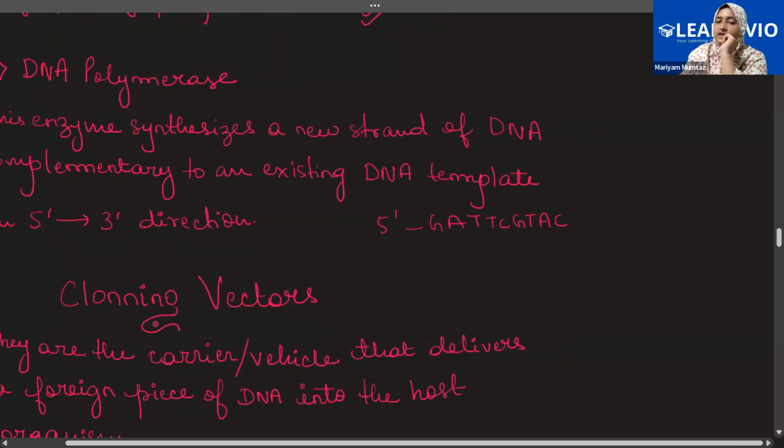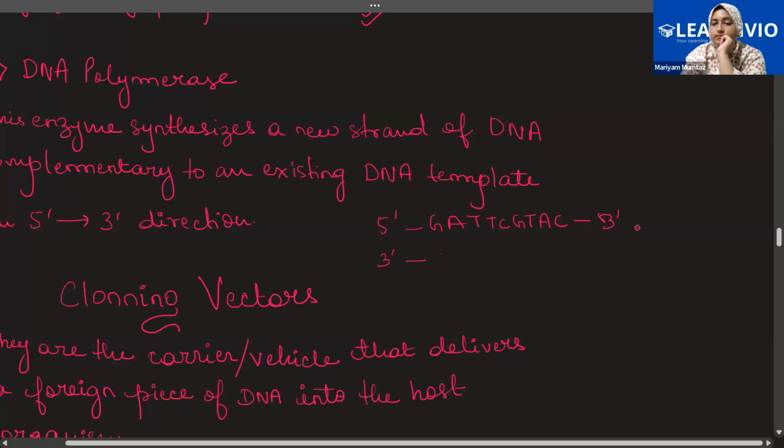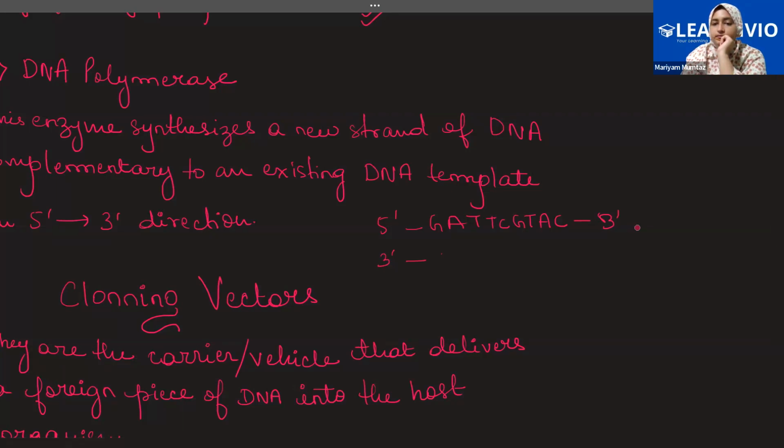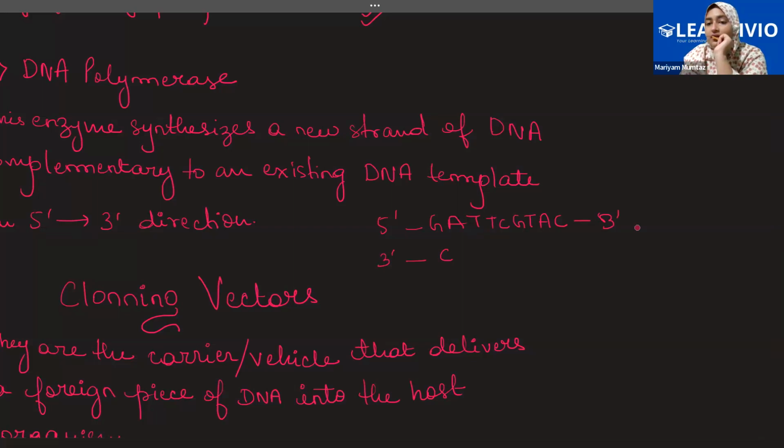Okay, this is the DNA sequence that has been given. So tell me what will be made on its complementary strand. CATCG, 3' to 5'. For G, what will be made? C. For A? A. For A? A, ma'am.